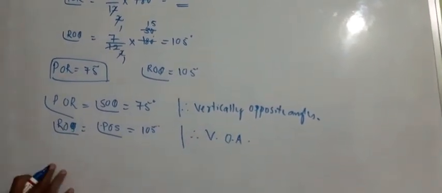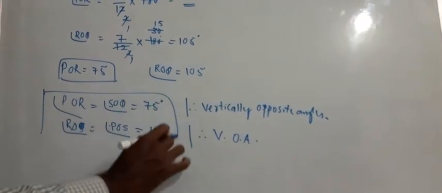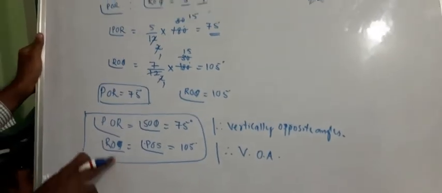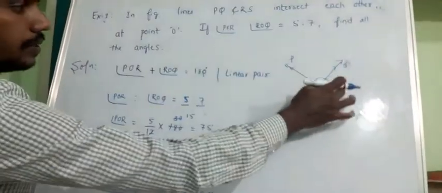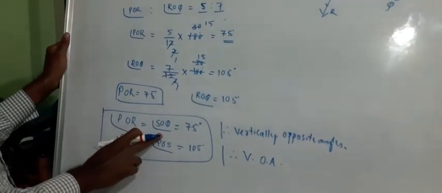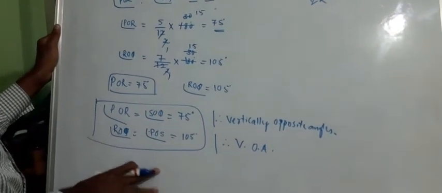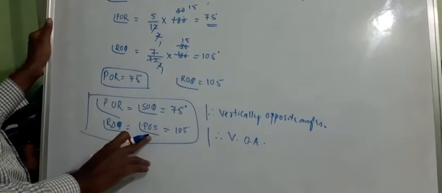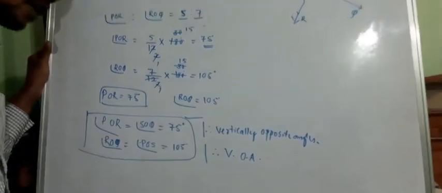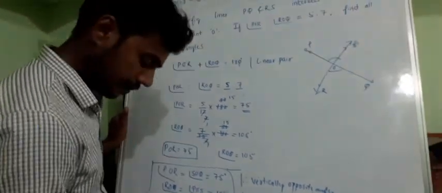So what was the question? What was asked of us to calculate? Find all the angles. So there are 4 angles. Angle POR is equal to angle SOQ is equal to 75 degrees. Angle ROQ is equal to angle POS is equal to 105 degrees. That's it. We found the values of all 4 angles.